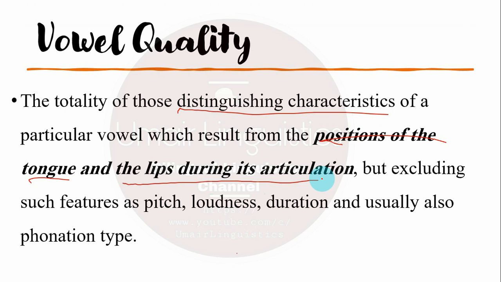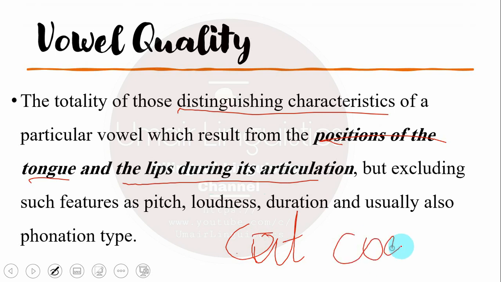Let me show you an example. If I say cat and coat, in both these examples, the vowel quality is different. Even just by listening to words, we can analyze that the vowel quality is different. Whenever we hear a subtle difference, we can easily understand that the vowel quality is different.